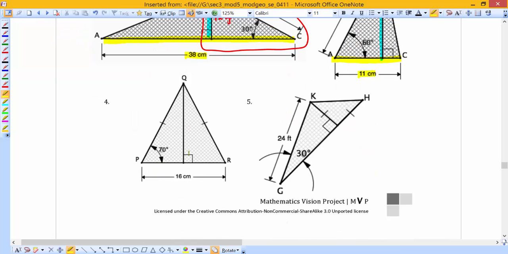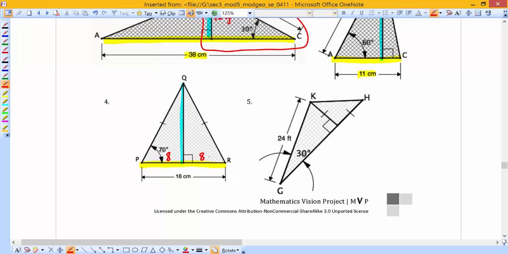Same thing in 4. Here's the base. Here is my height. So now we just need to go through. This is an isosceles triangle, so don't overthink this. Even though the base is 16, each of these sides is 8 and 8. And then you guys can go through and find your height.